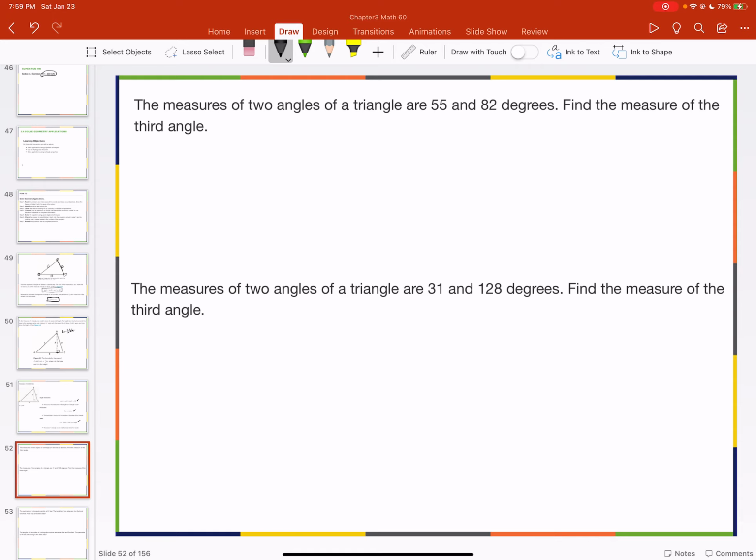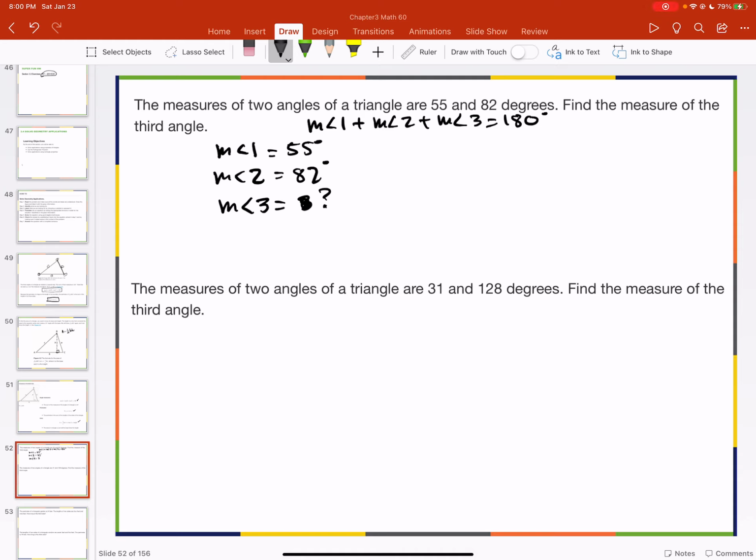Okay, so now we have: the measures of two angles of a triangle are 55 and 82 degrees. Let's find the measure of the third angle. We're going to use that the measures of the three angles of a triangle add up to 180 degrees. So let's say the measure of the first angle is 55 degrees, the second angle is 82 degrees, and the third angle we don't know, so a question mark. We could let that be x, or we can just use measure of angle 3.